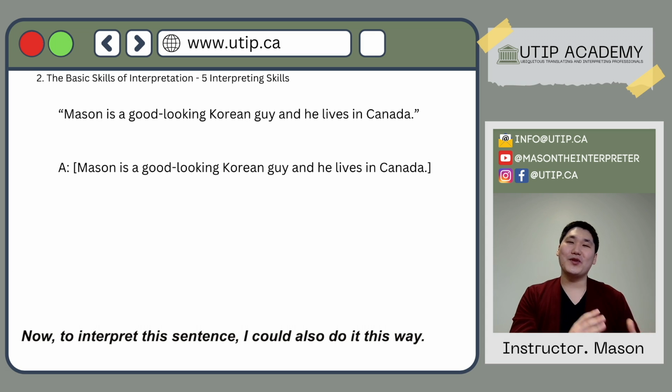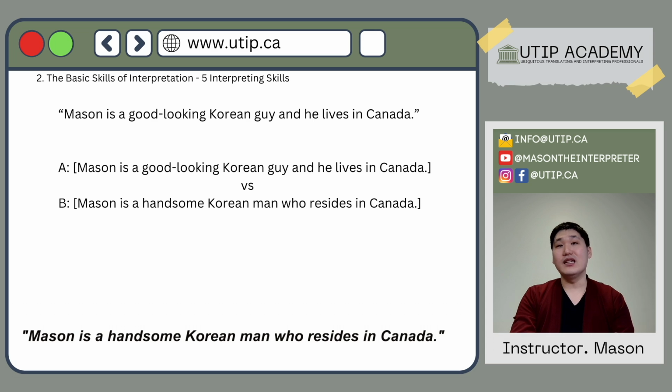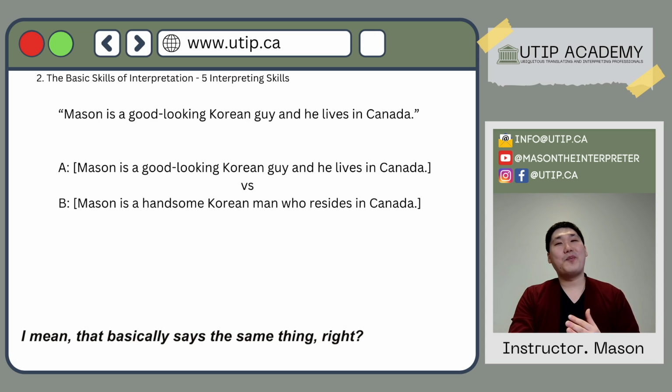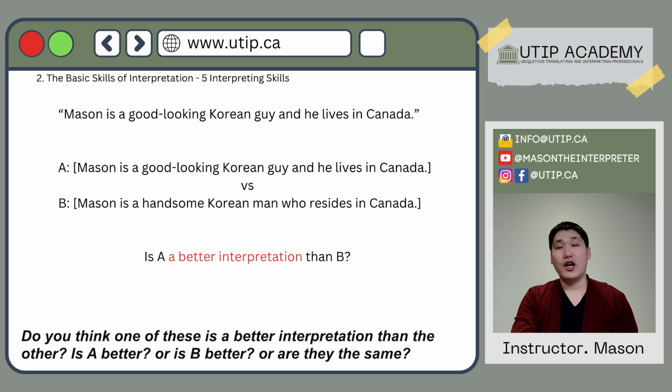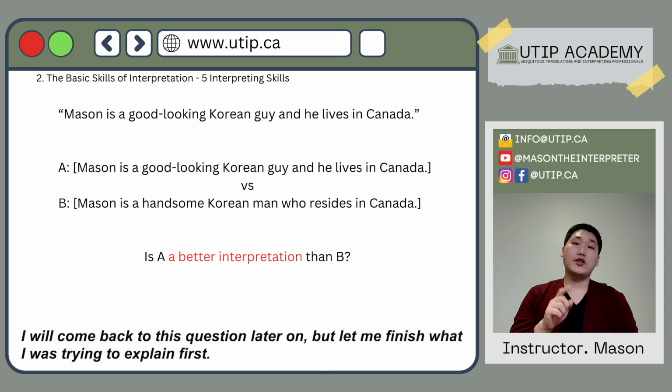Now, to interpret this sentence, I could also do it this way. Mason is a handsome Korean man who resides in Canada. I mean, that basically says the same thing, right? Now I have a question for you. Do you think one of these is a better interpretation than the other? Is A better? Or is B better? Or are they the same? What do you think? I will come back to this question later on, but let me finish what I was trying to explain first.